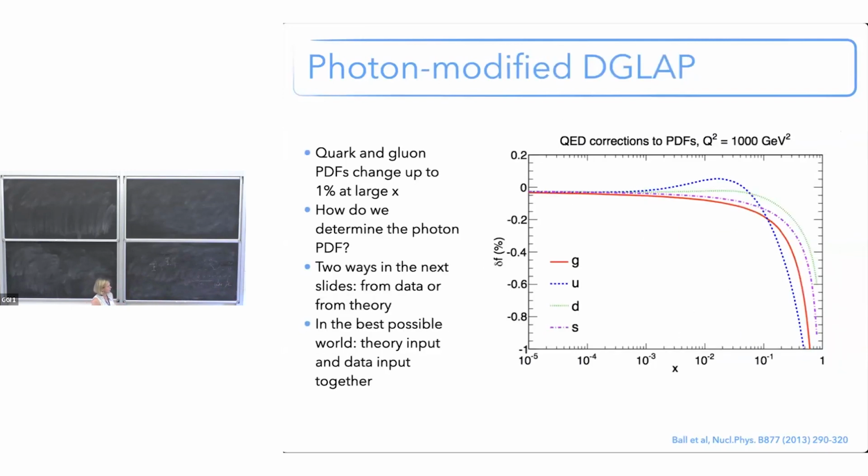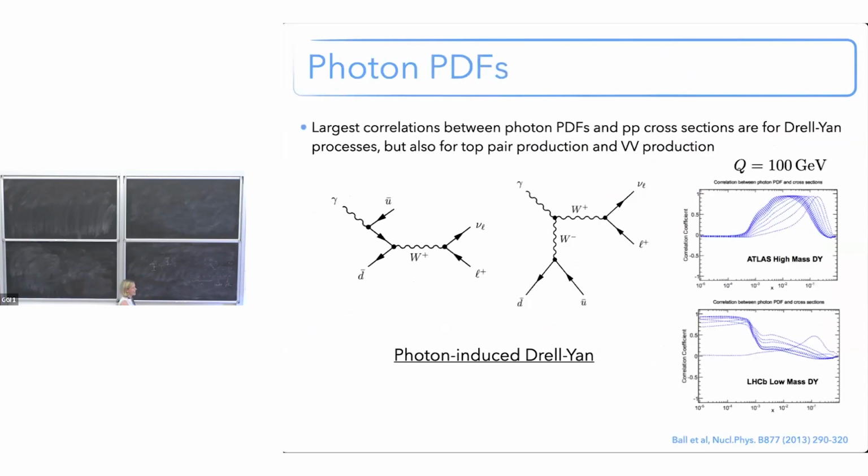Okay, so how do you determine the photon PDF? There were two ways: either you determine it from the data or from the theory. Because we didn't trust the modeling of the photon that we had in some old papers, the idea was, okay, NNPDF, we are clever, we just determine it from the data. So we asked what are the data that are maximally correlated with the photon, the data that have a strong photon-initiated parton channel.